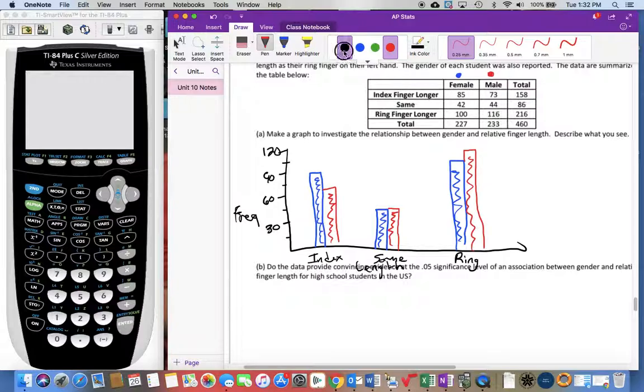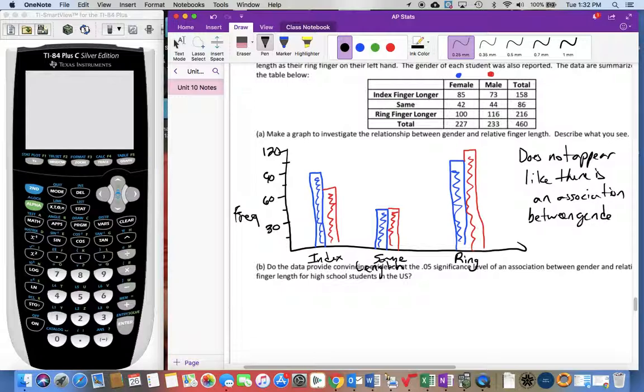So the first thing, describe what you see. At least to me, it does not appear like there is an association between gender, or I guess sex would be the more appropriate term there, but between gender and finger length.